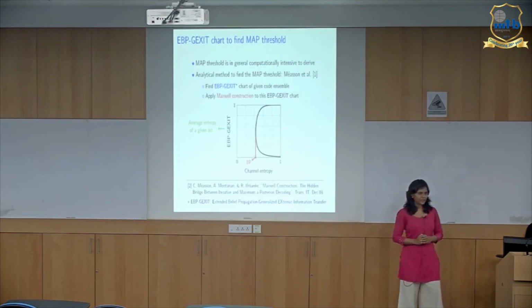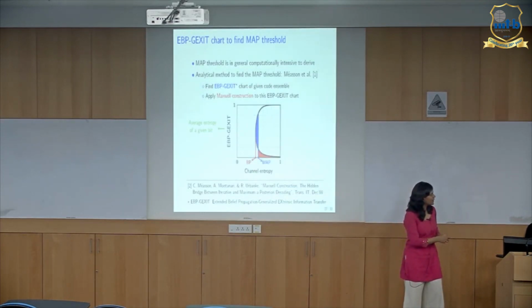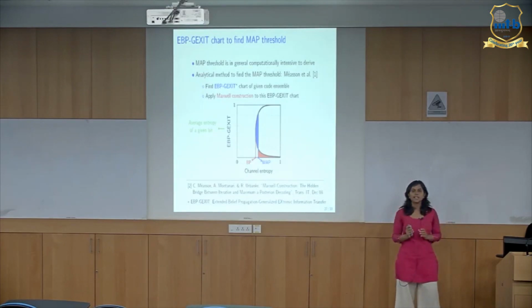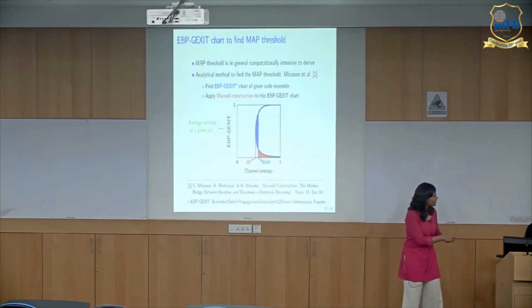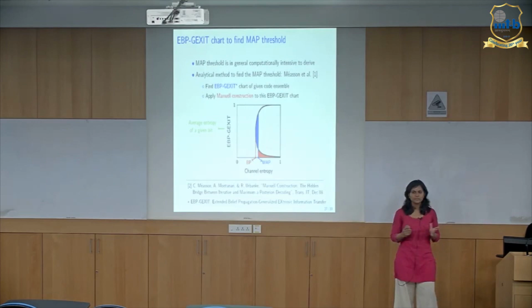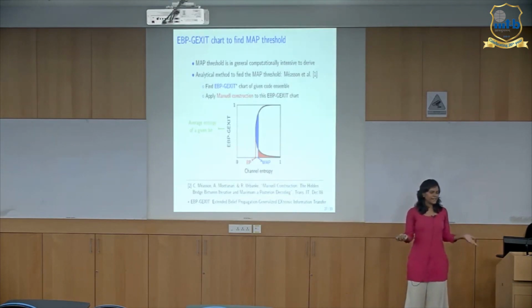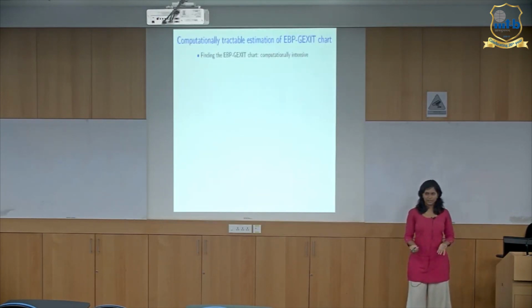To find the MAP threshold, we need to apply something called the Maxwell construction to this EBP EXIT chart. What is this Maxwell construction? We simply draw a vertical line on this chart, and we stop at the point where this blue part and red part are the same in area. The point where these two areas are the same, and where it touches the x-axis, gives me the MAP threshold. So now we are happy. Yes, we have a method to find the MAP threshold, which was our problem since the beginning. Well, this problem is solved provided we have this EBP EXIT chart, and unfortunately it is very difficult to find.